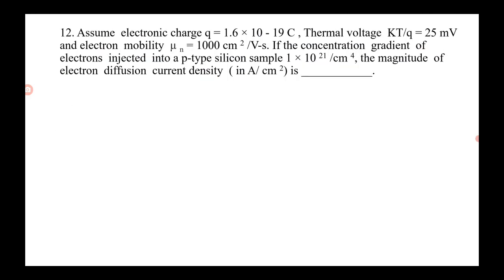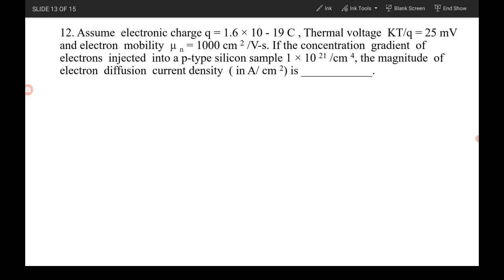So in this question it is given, we have to assume the electronic charge Q is equal to 1.6 into 10 to the power minus 19 coulombs. Thermal voltage kT by Q is equal to 25 millivolts. So the thermal voltage, that is VT, is given here. And the electron mobility mu n is 1000 centimeter square per volt second.